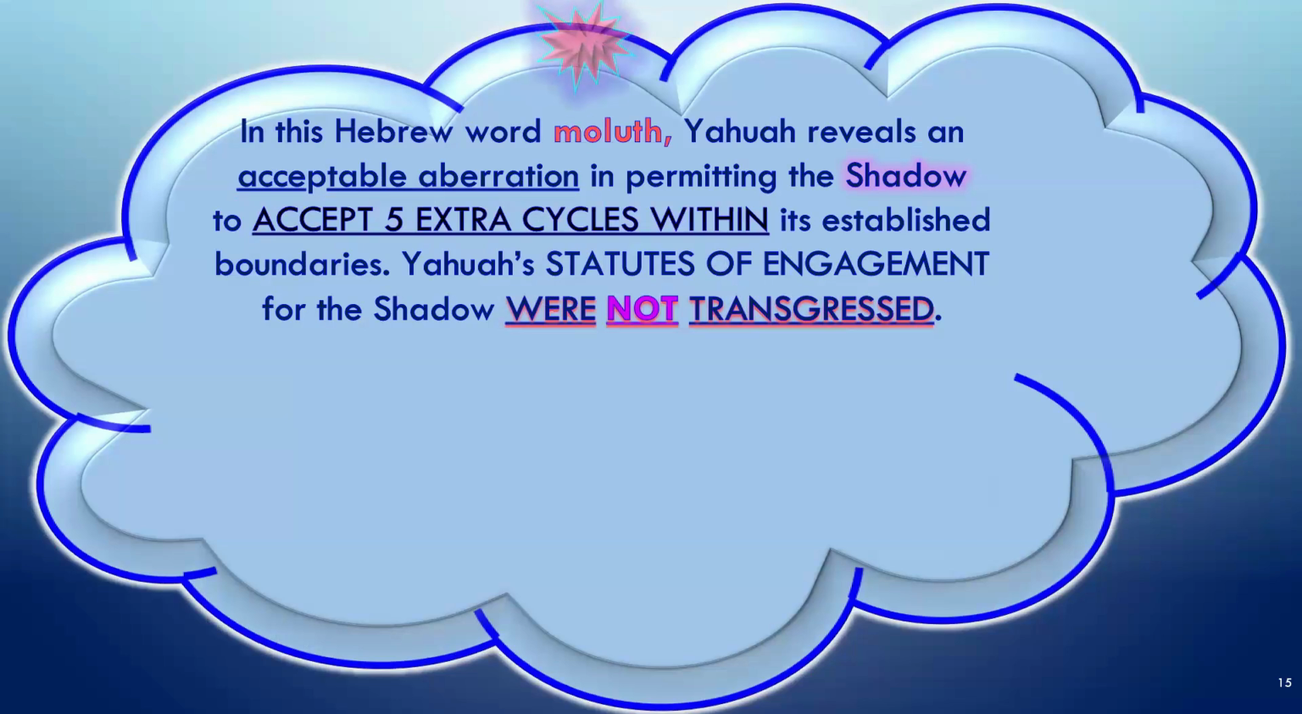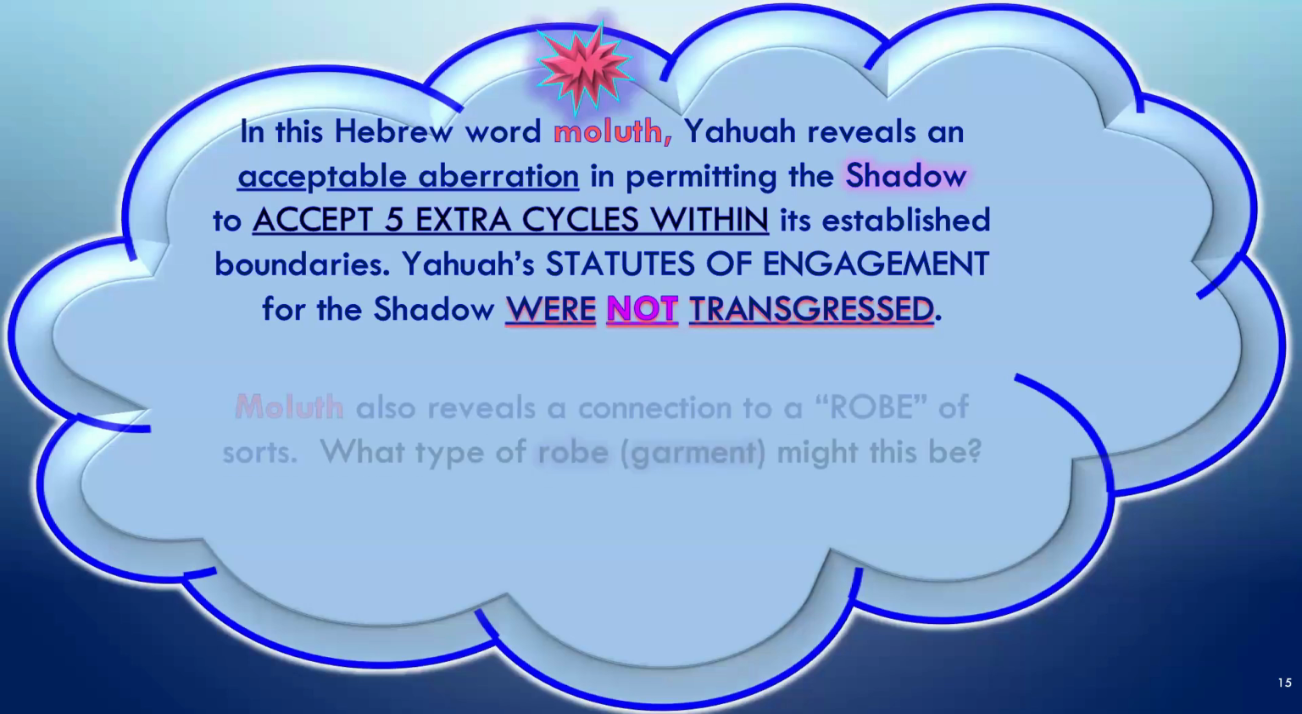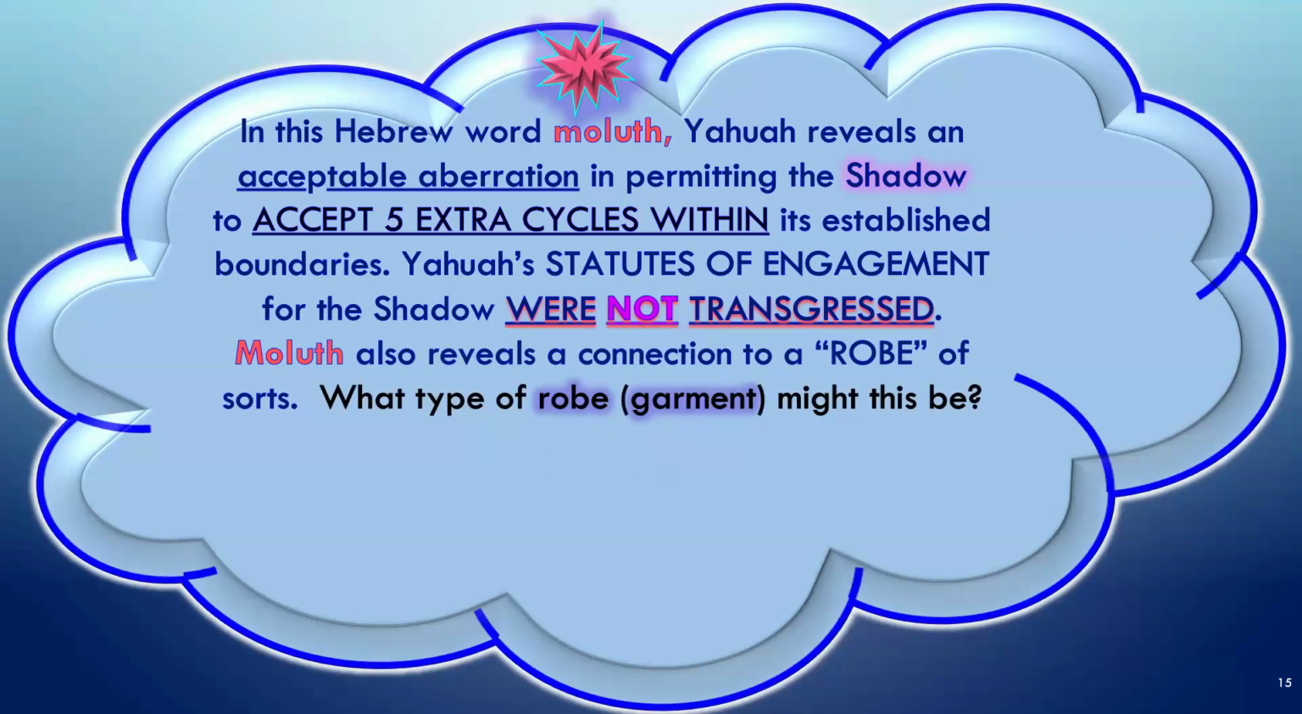The covenant. In this Hebrew word, moluth, Yahuwah reveals an acceptable aberration in permitting the shadow to accept 5 extra cycles within its established boundaries. Yahuwah's statutes of engagement for the shadow were not transgressed.